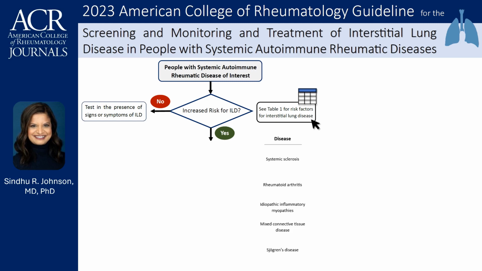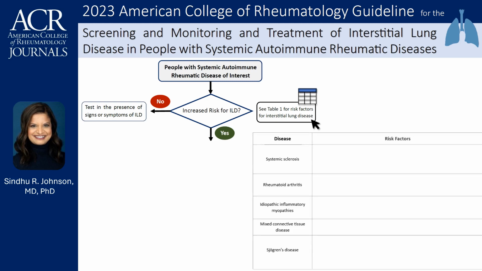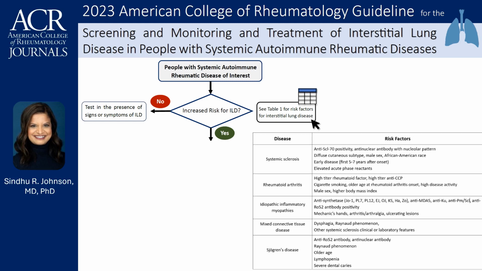And so screening should be a discussion at the level of the rheumatologist and with the patient, and take into consideration potential risk factors. Now, to help with this, the guideline paper will include a table of risk factors that might guide a rheumatologist's decision to screen. And so, for example, in the setting of rheumatoid arthritis, that might include the presence of a rheumatoid factor, CCP antibody, if the patient smokes, has an older age of onset, or high disease activity.